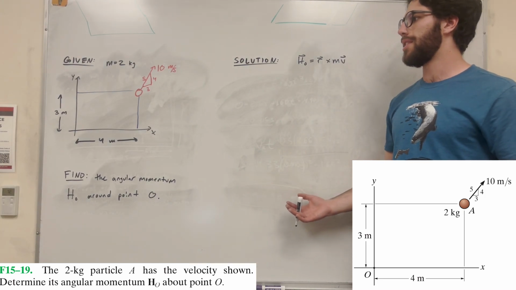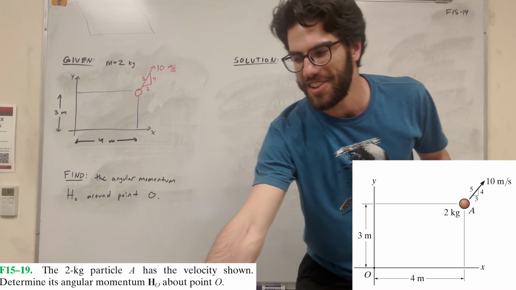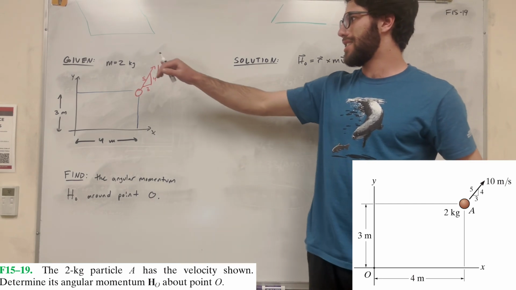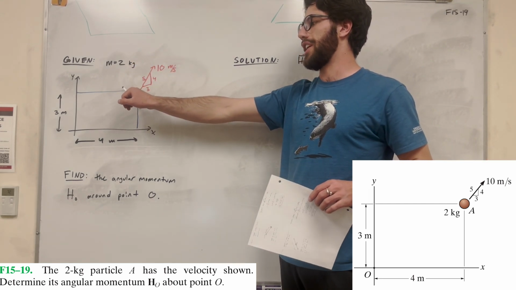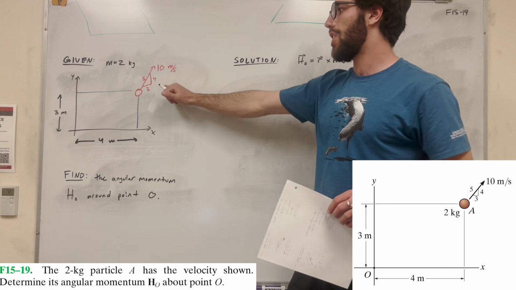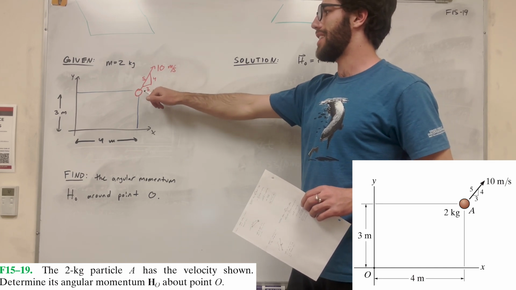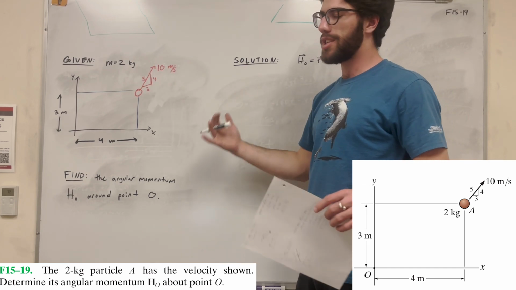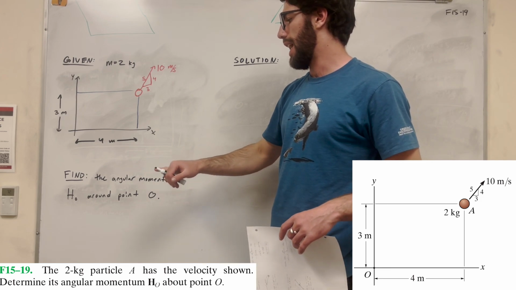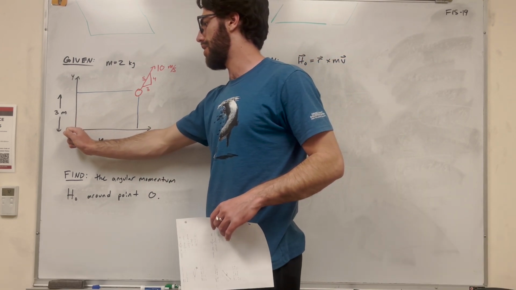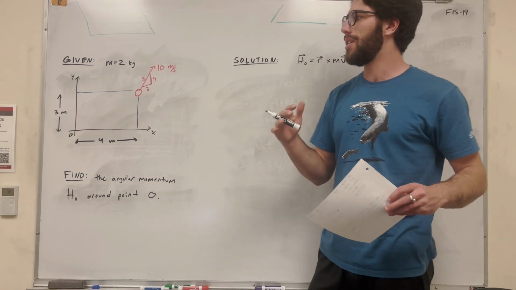So let's solve this problem. Let me get this chair out of your way for you guys. So we have a mass of 2 kilograms. It's this particle here. We're in the xy plane. It has a velocity of 10 meters a second, acting at this 3, 4, 5 triangle. So our goal is to find the angular momentum around point O, which is this origin here, which we'll label that. Okay, so let's go ahead and do that.